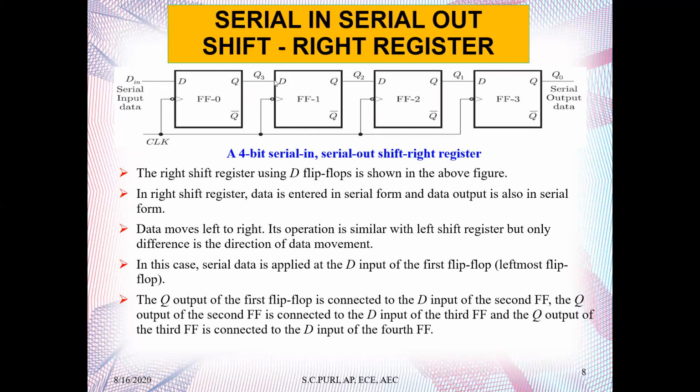The Q output of the first flip flop is connected to the D input of the second flip flop. The Q output of the second flip flop is connected to the D input of the third flip flop, and the Q output of the third flip flop is connected to the D input of the fourth flip flop. The output data is taken from the Q terminal of the last flip flop.